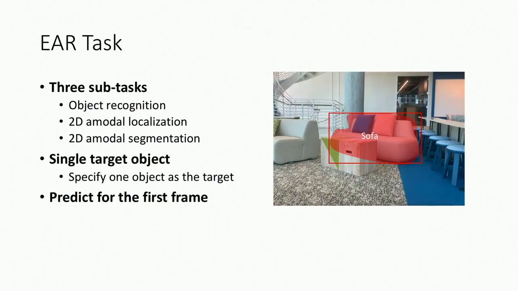And we introduce the EAR task. It consists of three subtasks: object recognition, 2D and model localization, and 2D and model segmentation.